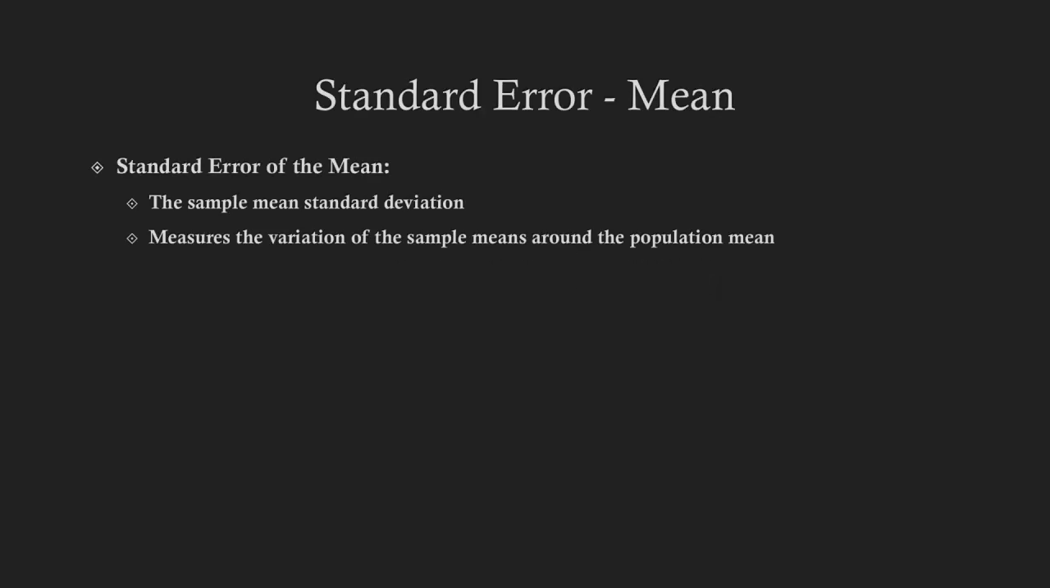Let's take a look at standard error. So first, the standard error of the mean. So that's the sample mean's standard deviation. It measures the variation of all of the sample means around the population mean, right? We're dealing with a sampling distribution right now. So we're looking at where the sample means line up in comparison to our population mean.